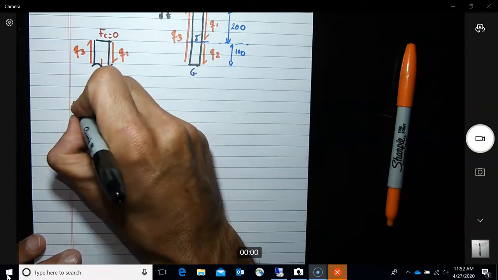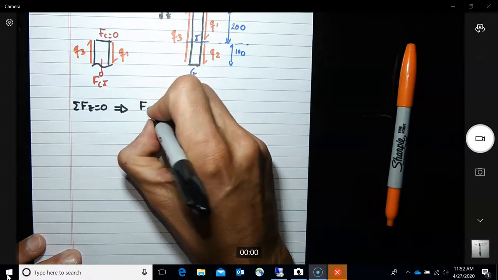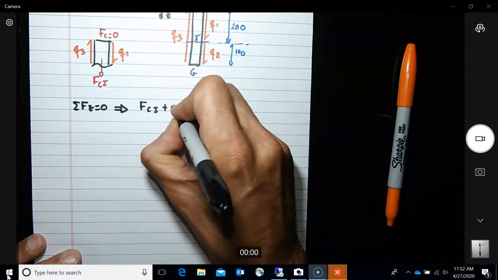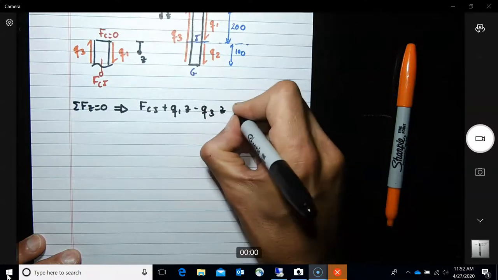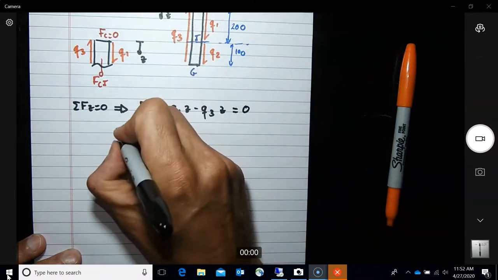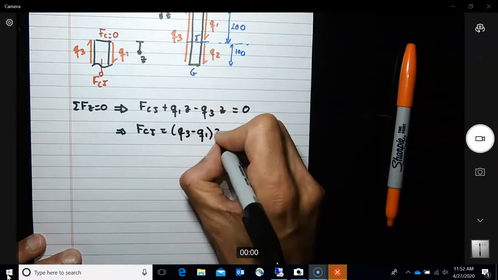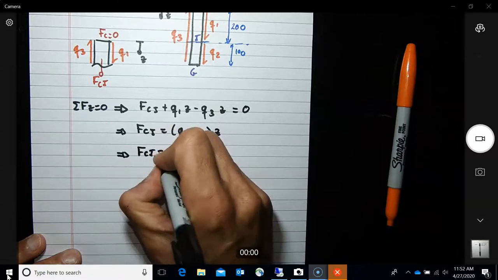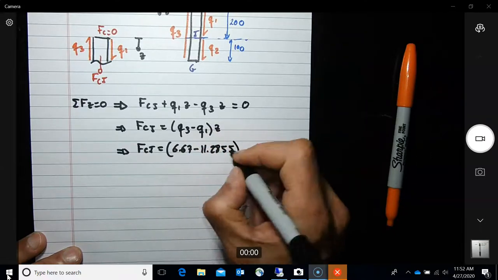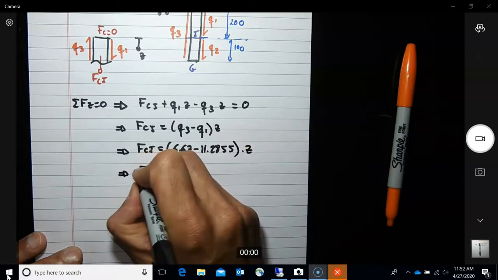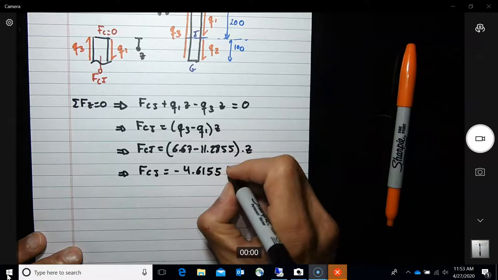We do the summation on the Z direction. So you get F CJ plus Q1Z. Remember, this is positive, the Z here, minus Q3Z equal to zero. So as before, we're gonna get a linear distribution. This will be equal to Q3 minus Q1Z, which will give you, I put the values here, 6.67 minus 11.2855 Z, or just FCJ equal to negative 4.6155 Z.